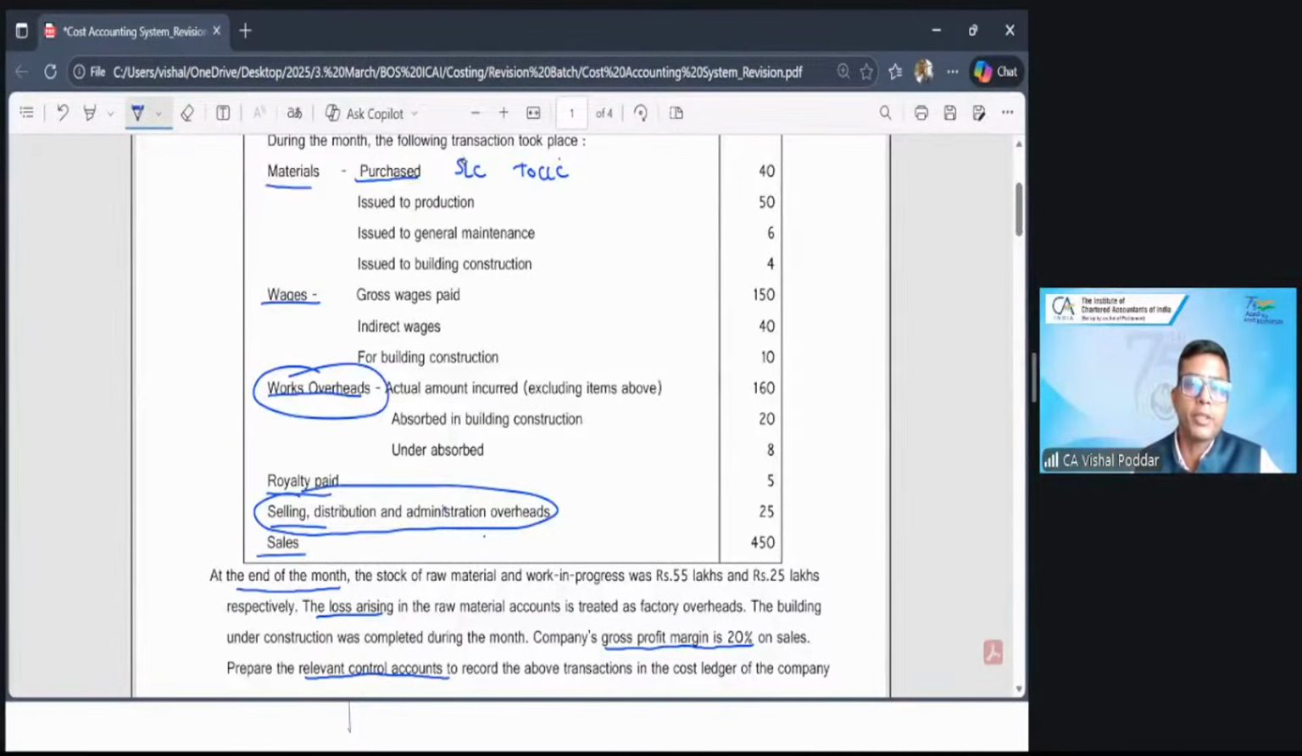Now, what is the second transaction given? This material is now sent for production. So it is issued to production. So now who is getting the material? The production area is getting the material, or the factory is getting the material. So the factory is represented by WIP, where production is happening. And who is giving the material? The stores is giving the material. So now WIP will be debited and stores will be credited.